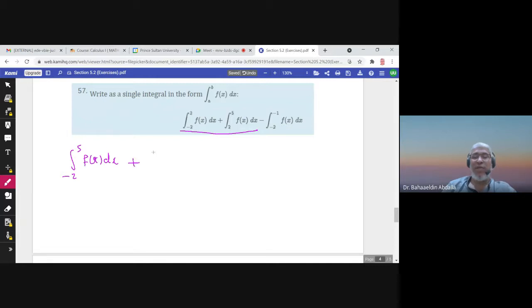So I can write it positive from -1 to -2 instead of -2 to -1. Why did I do that? Because I have -2 here and -2 here. So now if you start from -1, I have the integral from -1 to -2, then the integral from -2 to 5. All right. So I can write it as one integral from -1 to 5 of f of x dx. So this would be the answer.